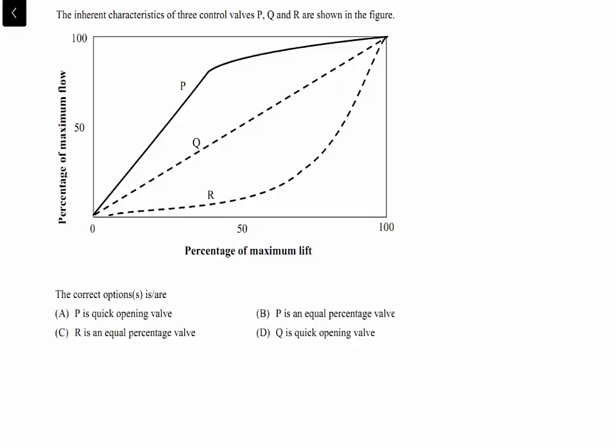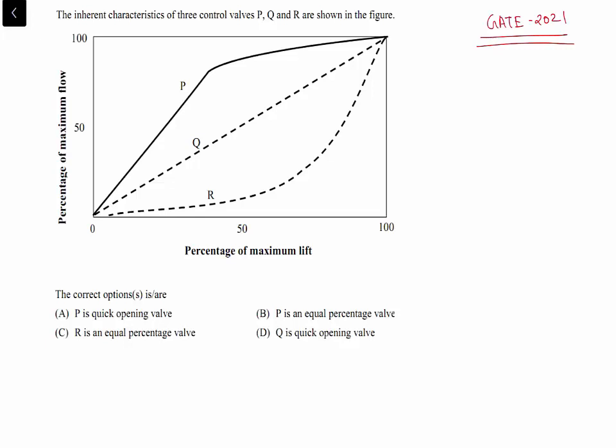This question is from Process Control and Instrumentation, GATE 2021 Chemical Engineering. Okay, so this is a graphical question. This question is directly from the Coughanowr book. If you have read it, this is a recommended book for chemical engineering for this subject.